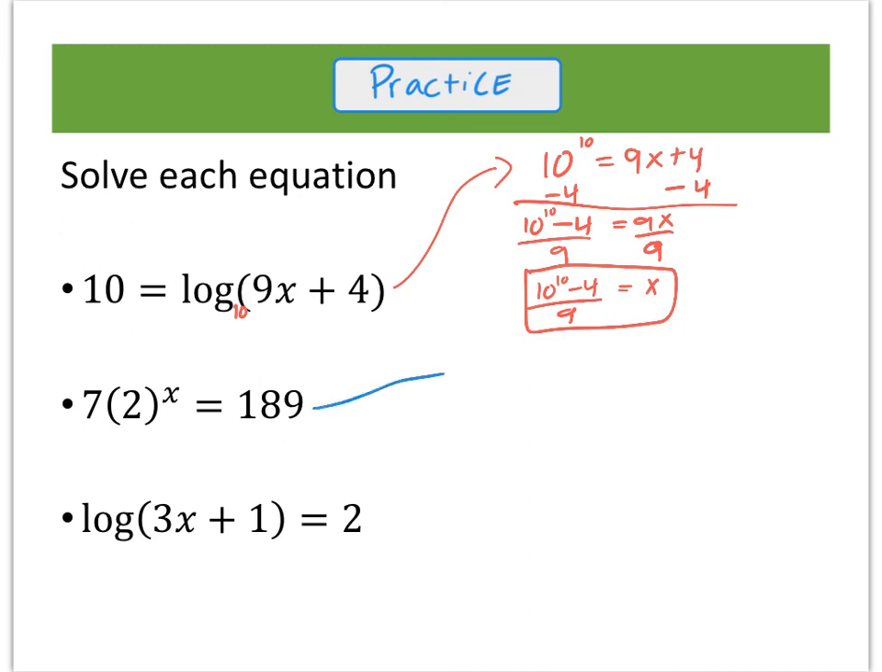All right, the second one, it's an exponent. I need to divide by 7 because I have that number in front, so divide by 7 first. So we're going to get 2 to the power of x equals 189 divided by 7, which is 27. Oh, this made it really nice. 2 to the power of something is 27. So what power of 2, or log base 2 of 27, equals x? And now we can put that into a calculator. And it looks like x has to be 4.7549.